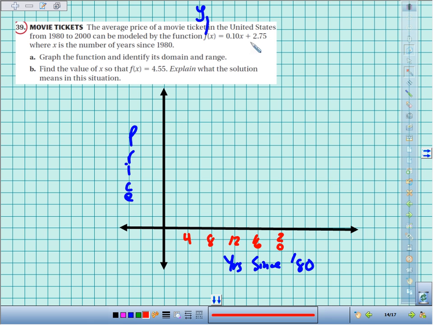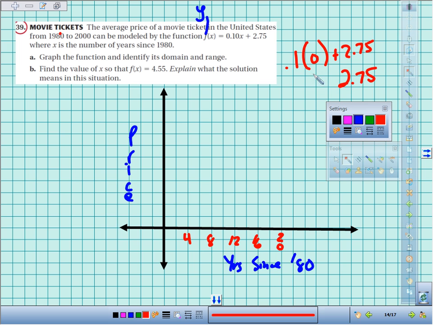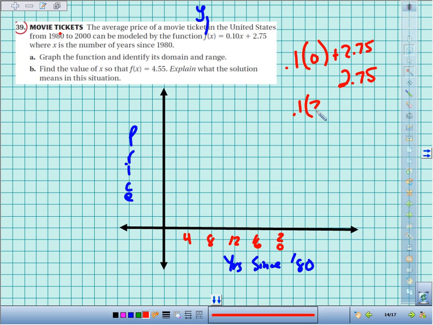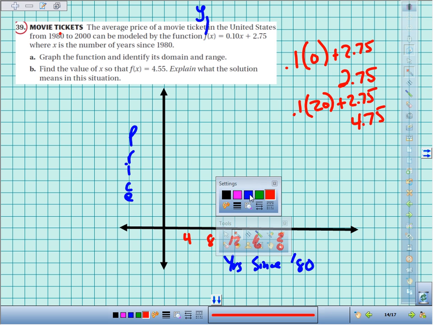Prices, let's see, what would my lowest price be? Let's kind of check the ends of this. If we think 1980, the beginning of the study, that's year 0. So if I took 0.1 times 0 plus 2.75, I'm looking at a cost of a ticket of $2.75. How about the other end of the spectrum? The year 2000 is 20 years later. So we take 0.1 times 20, which is 2, plus 2.75 makes $4.75. Wouldn't it be nice if movies were still $4.75?